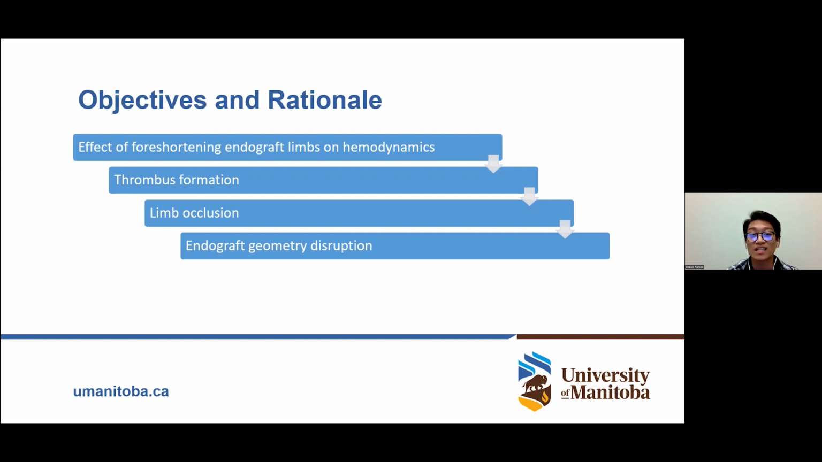It was hypothesized within this thesis that endograft limbs which experience a significant diametral change from foreshortening may negatively affect hemodynamics, leading to flow recirculation and intraluminal deposition, which may ultimately lead to limb occlusion.